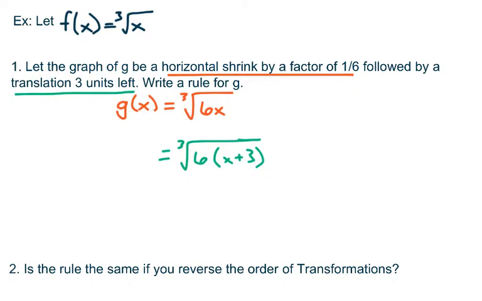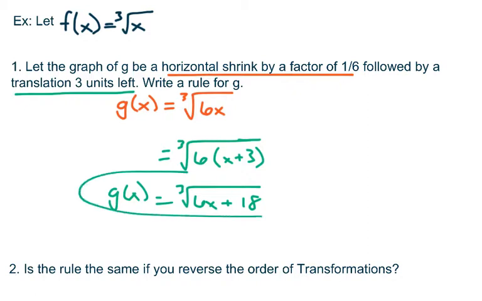Now, if you want to leave it just like this, I'm okay with that. If you want to distribute this, because that's really pretty simple, you can do that as well. We can say g of x is equal to the cube root of 6x plus 18. Just take 6 times x and 6 times 3. And that would be your answer there for number 1. Cube root of 6x plus 18.